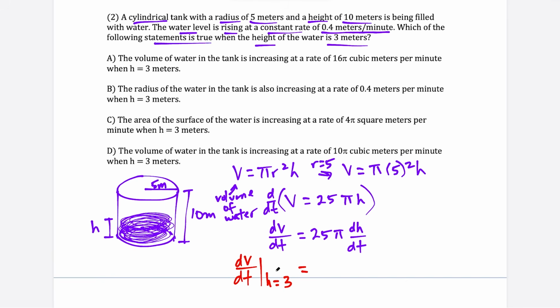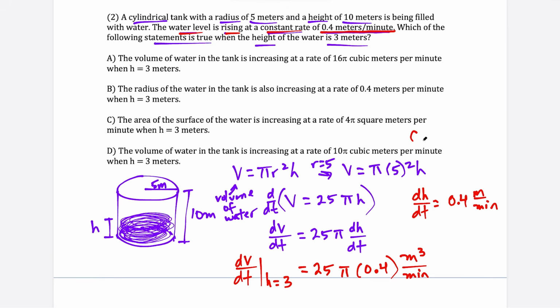When we plug in here, and I'll write the units out at the very end, we're going to have 25 times pi. Notice that there's no variable h to replace here, but we do have to replace dh dt. That information was given to us over here. They told us the water level is rising at a constant rate of 0.4 meters per minute. So that means dh dt is equal to 0.4 meters per minute. If we plug in here, we're going to have times 0.4. And since we're talking about the rate of change of volume, the units would be cubic meters per minute, since volume is 3 dimensions.